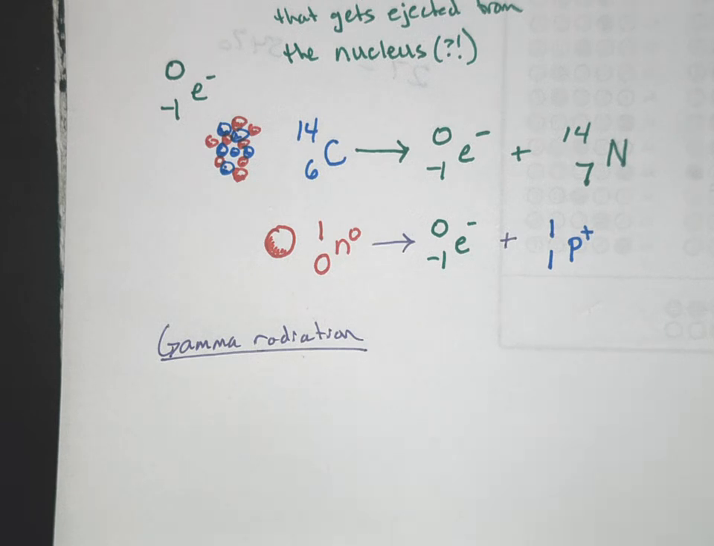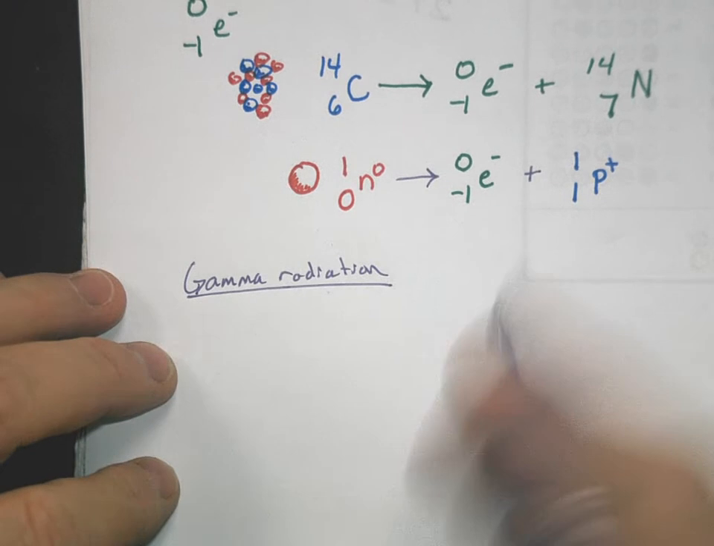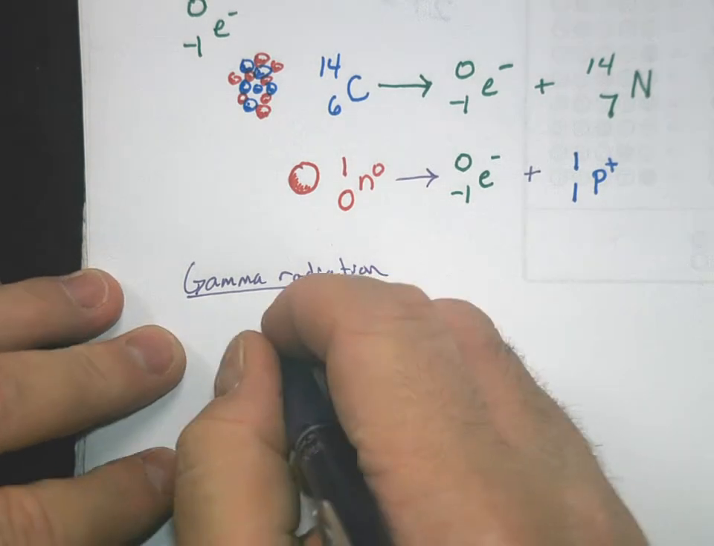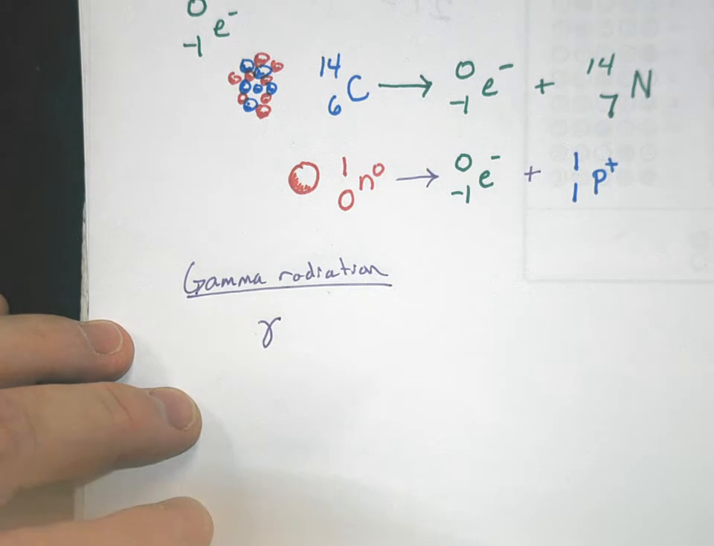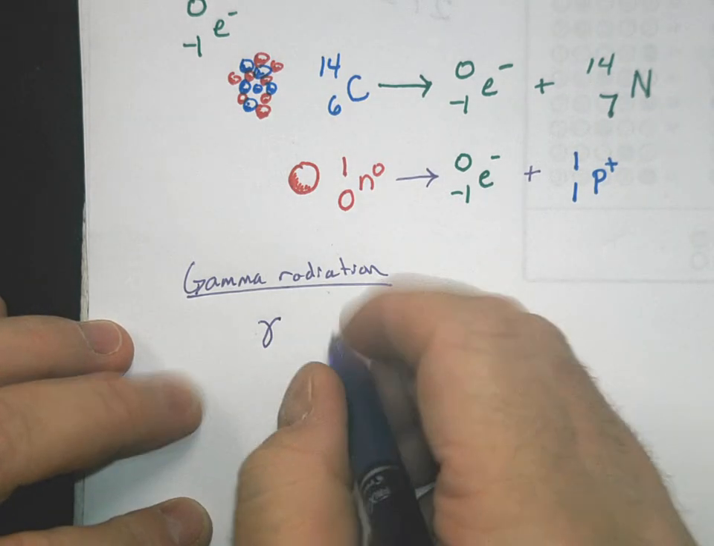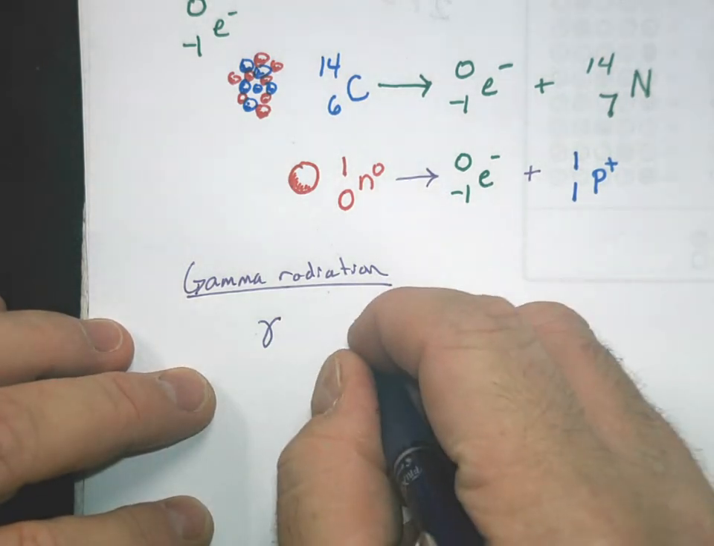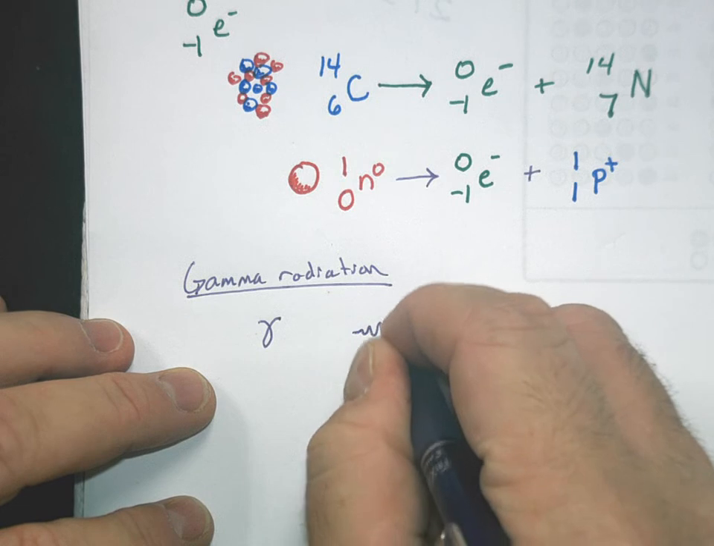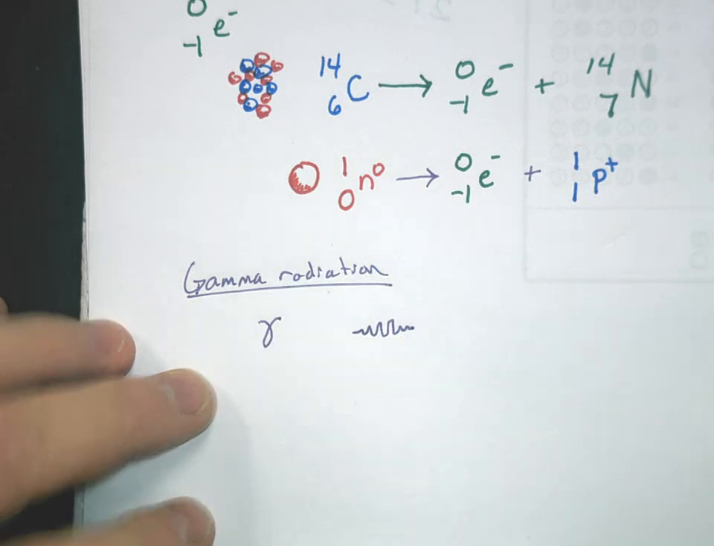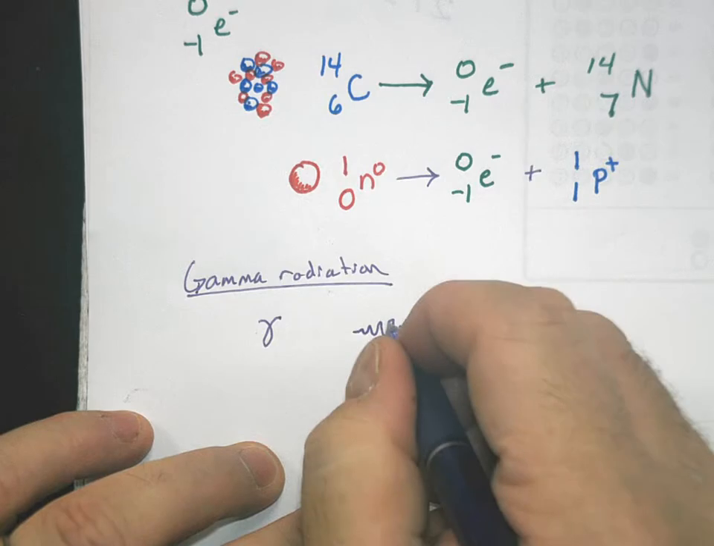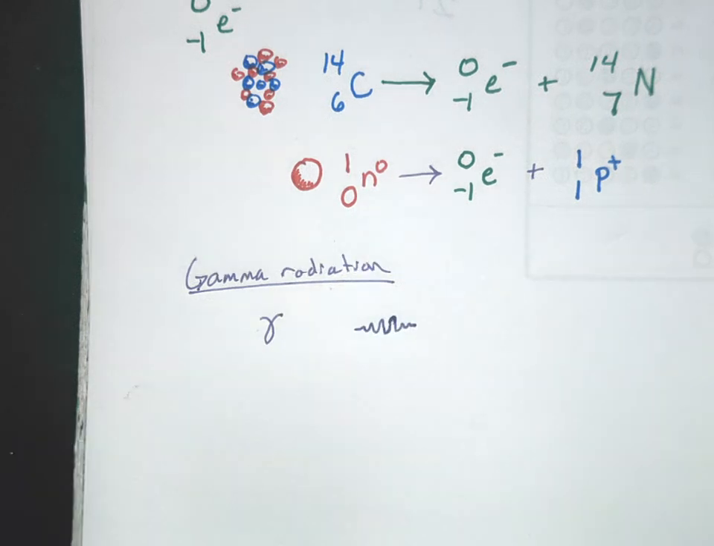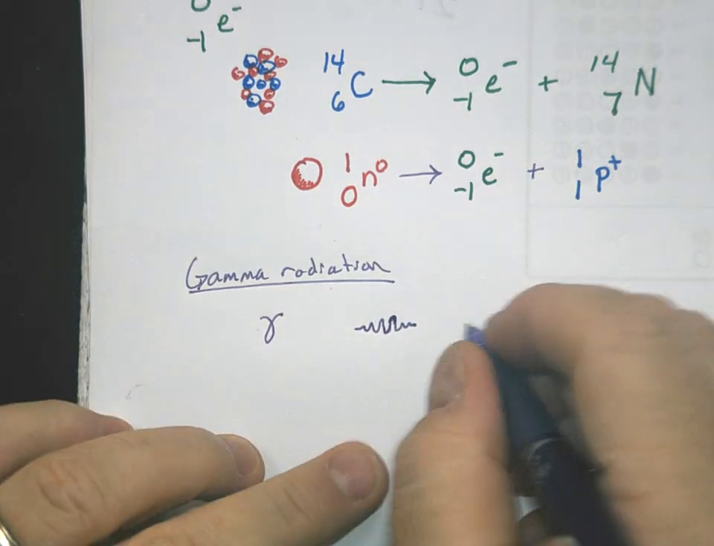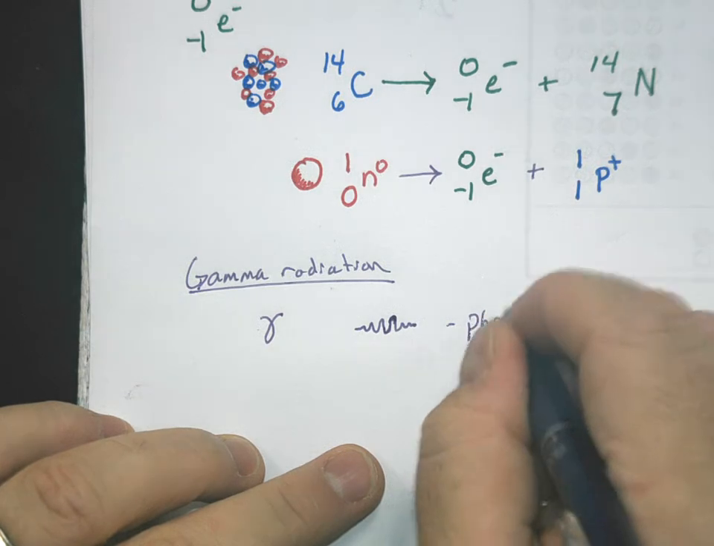So, gamma radiation is written like this. That's the symbol for it. It's a Y with a loop at the bottom. It kind of looks like this. So it's like a little wavy particle that's pinched off at both ends. This is called a photon. It is a particle of light.